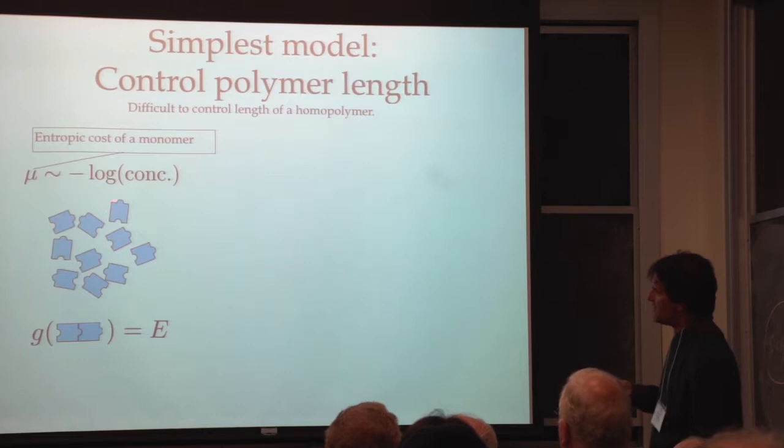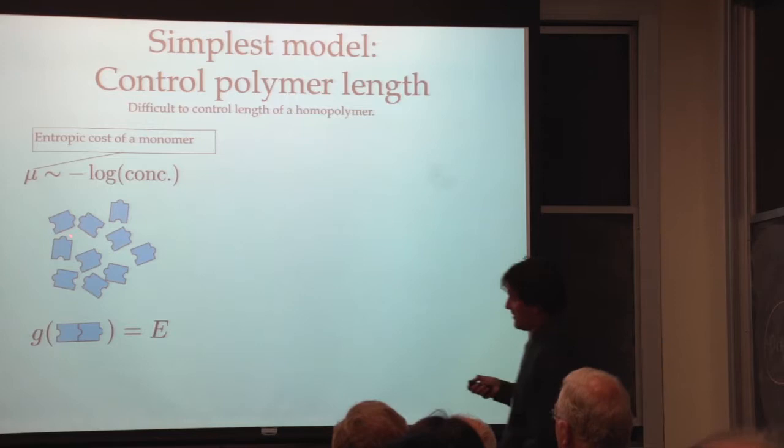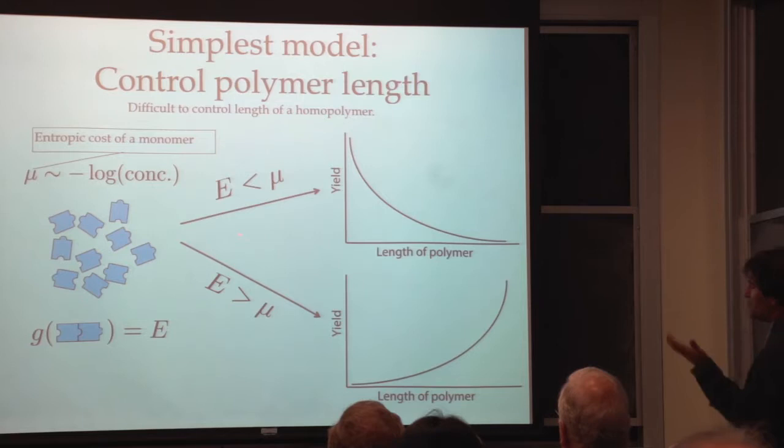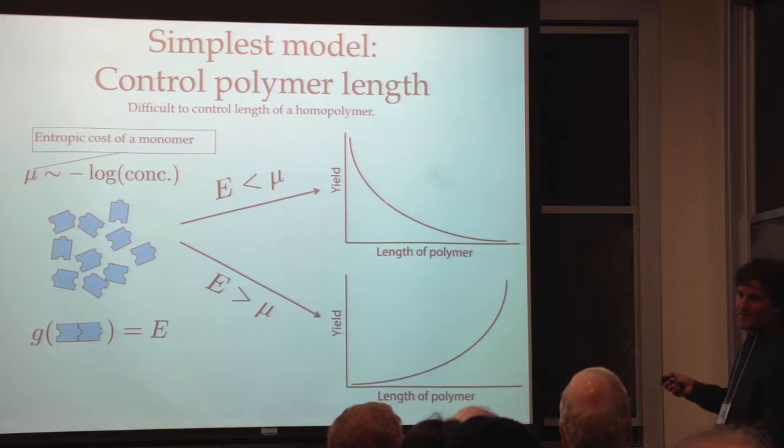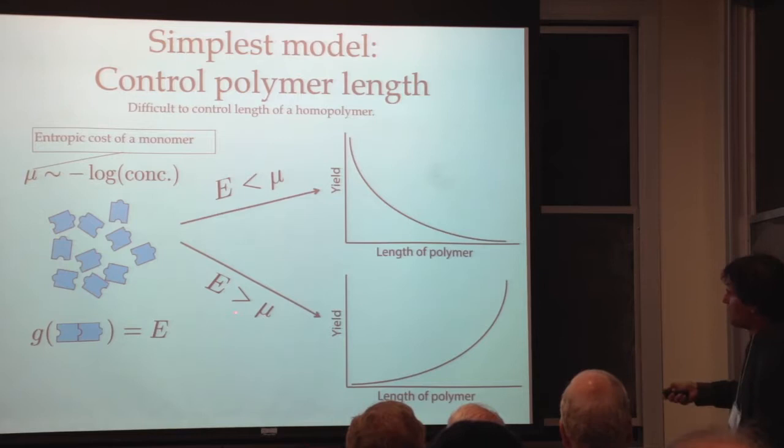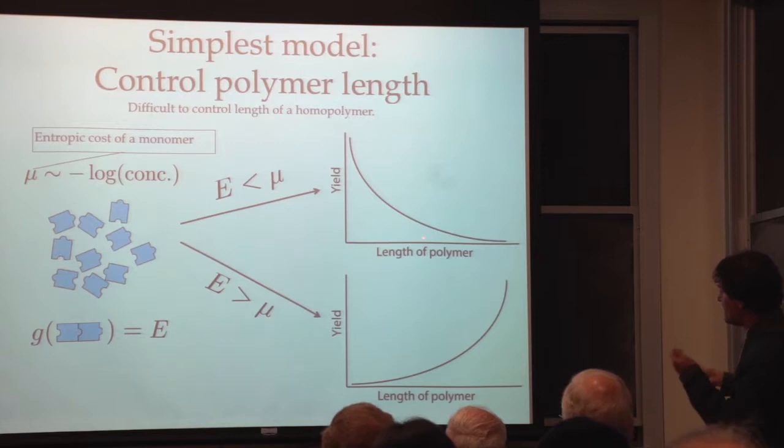If we call mu the chemical potential of the monomer, which is basically the entropic cost of pulling the monomer out of the bath, then there are two different possibilities. If E is the binding energy between two of these, and E is less than mu, then the things would rather be in the bath than be stuck to each other. And so you end up with a yield curve that says the yield decreases monotonically as a function of length. If E is bigger than mu, then you have the opposite situation. Then you basically get explosion of length. But what you don't get is the selection of a particular length.